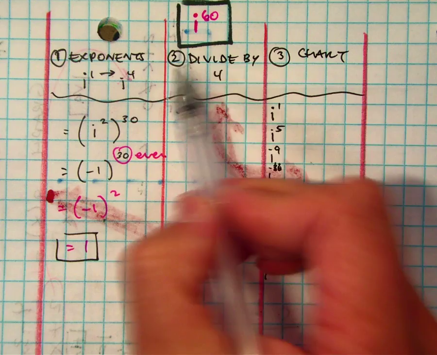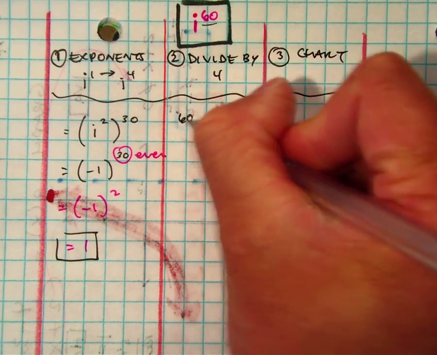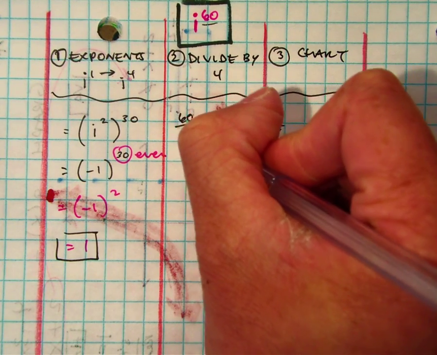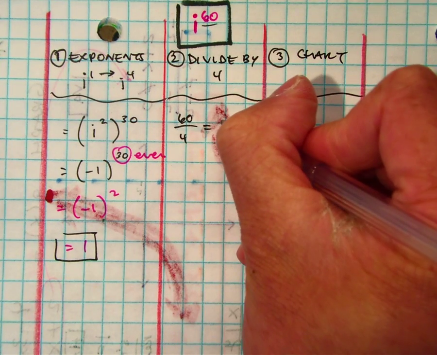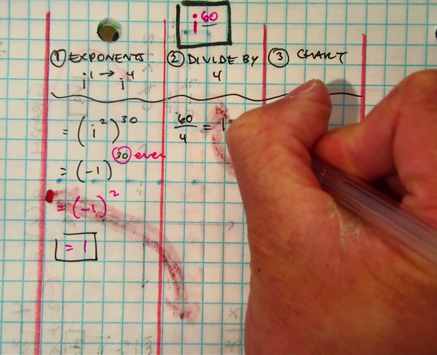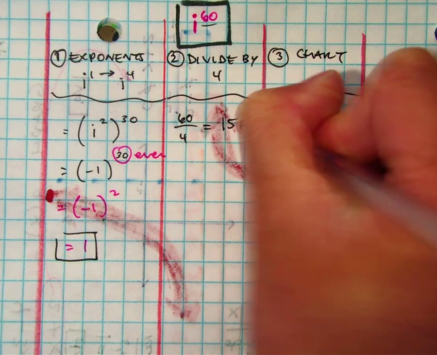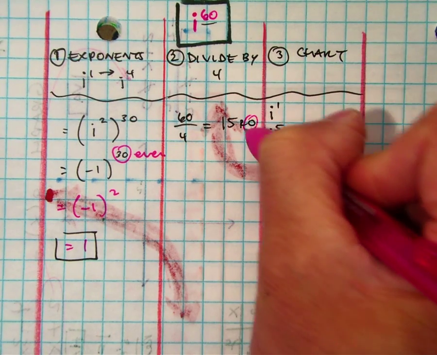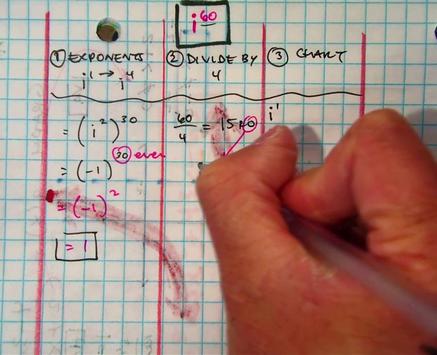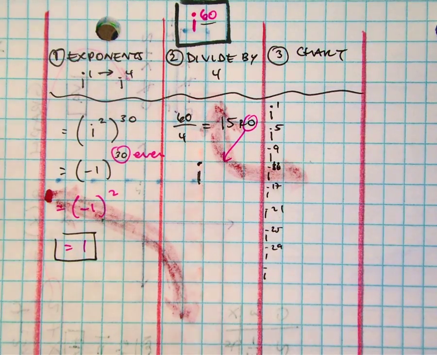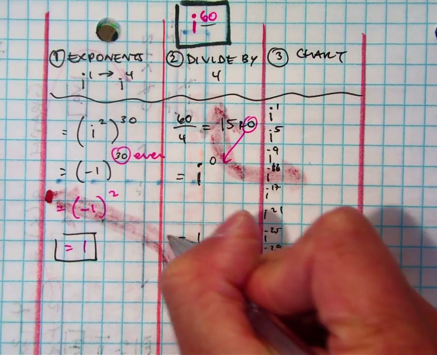Let me show you now how to use this method by dividing by 4. If I take that number, 60, and I divide it by 4, what do I get? 15. I get 15. And what's my remainder? 0. So I'm going to take that remainder of 0 and I'm going to put it where the i is. Anything to the 0 power is? 1. Your answer is 1.